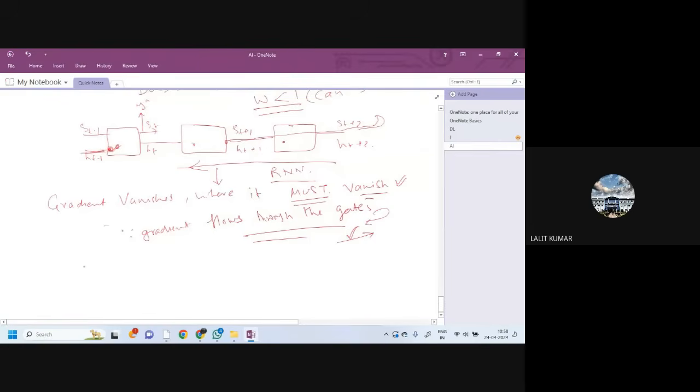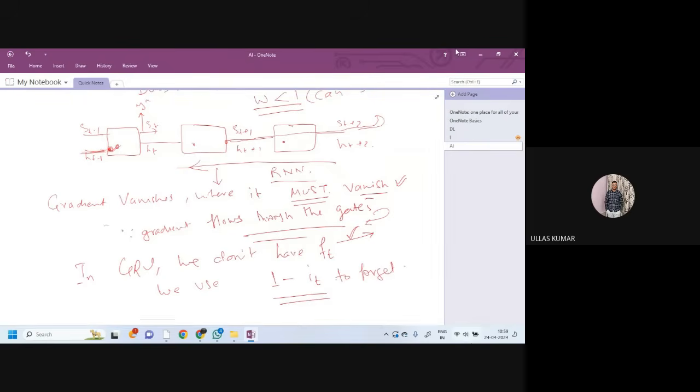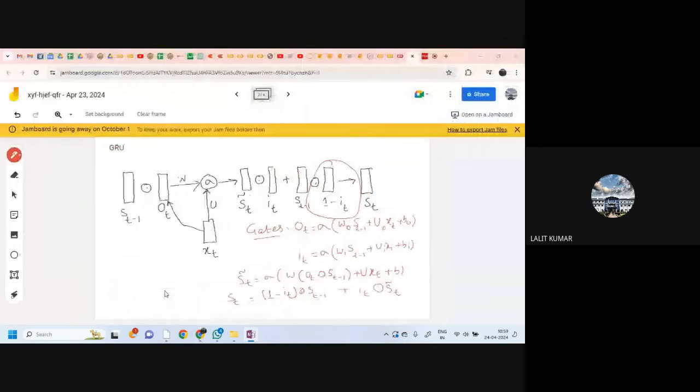In GRU, we don't have FT. We don't use a separate forget gate, we use 1 minus IT to take care of forgetting. Okay, now it's clear. Thank you. If you can see my screen here, this is the GRU. So here it is using 1 minus IT as a forget.